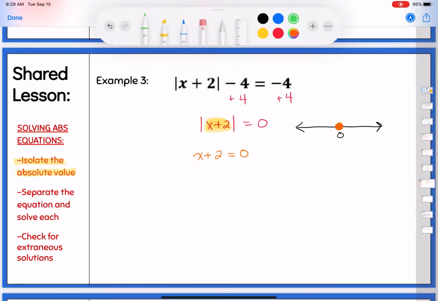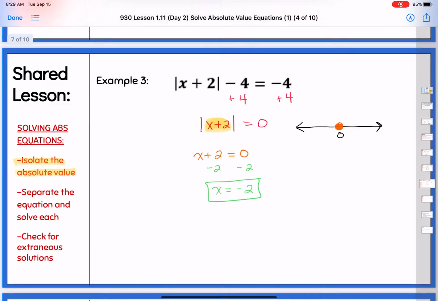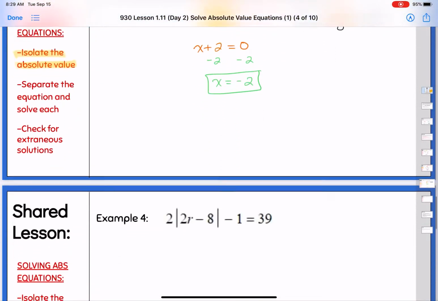So if I actually do this solving to figure out what x is going to equal, I'll get x equals negative 2 as my only solution. Now if I plug that in, negative 2 plus 2 would give me 0. So absolute value of 0 is just 0. So then I end up with negative 4 equals negative 4, and my equation does work. So be careful. There is a very rare possibility when that absolute value equals 0, there's only one solution there. But it is very rare. Almost always you will have two solutions for these.